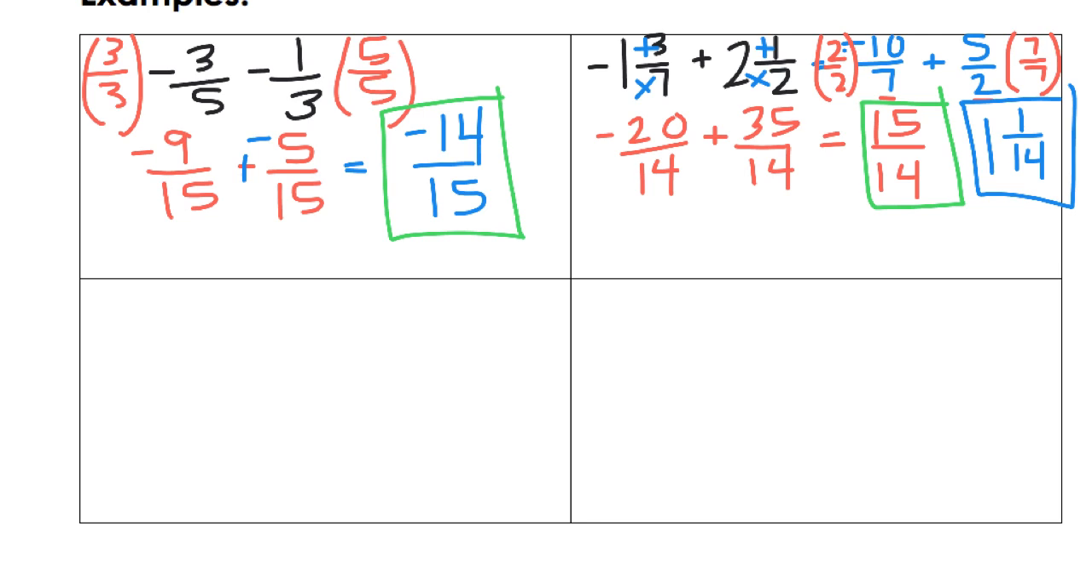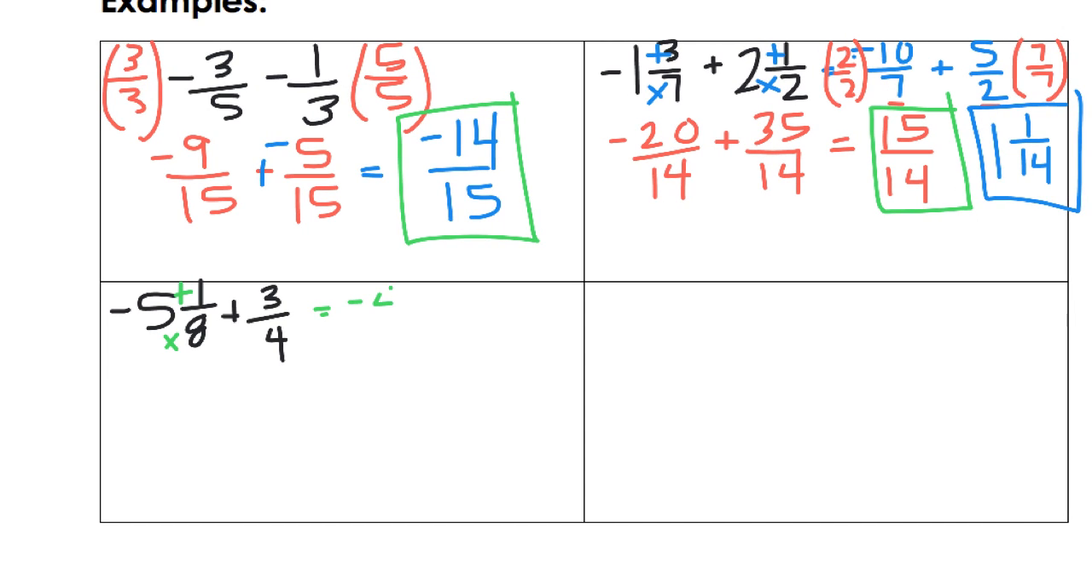For our next problem, we're going to do negative 5 1/8 plus 3/4. So these are both mixed numbers, so I have to make them improper. 8 times 5 is 40, plus 1 is 41. So I get negative 41/8 plus 3/4. And then I need to make a common denominator, and I can change fourths into eighths if I multiply the top and bottom by 2, and then I don't need to change the eighth. So I'm going to multiply the top and bottom of 3/4 by 2/2.